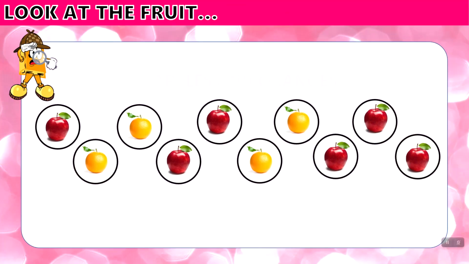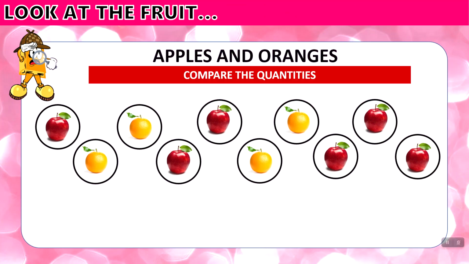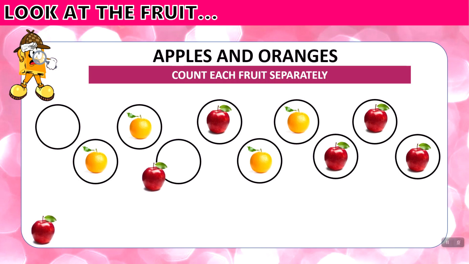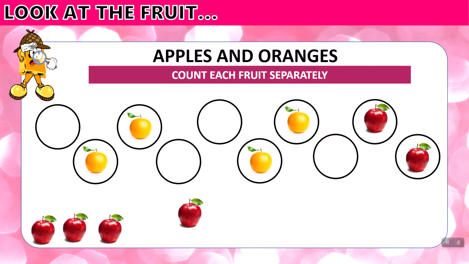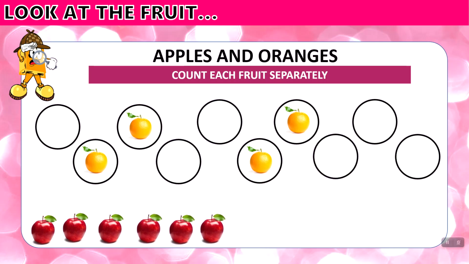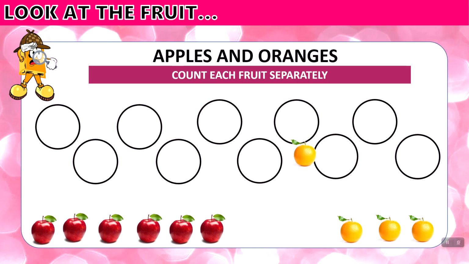We have apples and we have oranges. We're going to compare the two quantities by counting each fruit separately. So let's put the apples on the left. There's one. There's another one, another one more, here we go. And now let's put the oranges on the right hand side. There's another and one more.